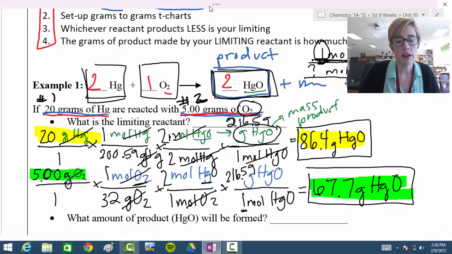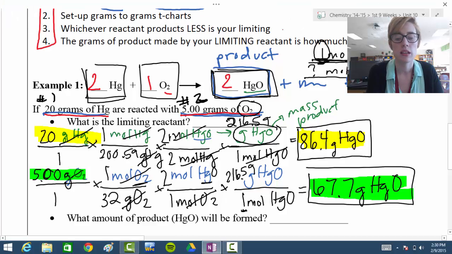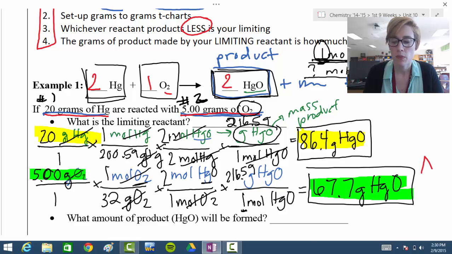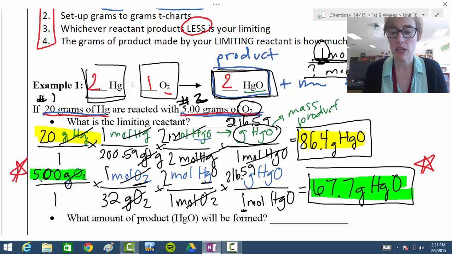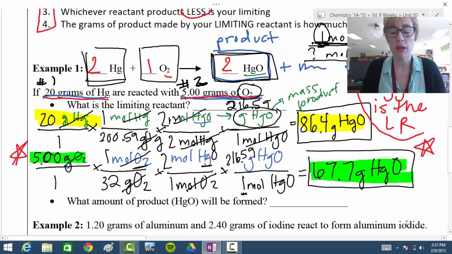So now you really have to ask yourself this question. Which product is going to give you less? That's what it's asking. Which will give you less? We know that oxygen will run out first because it makes less product, okay? So oxygen is our limiting reactant. Oxygen, and I kind of wrote over the blank where you're supposed to put the answer. So oxygen is the limiting reactant, okay?